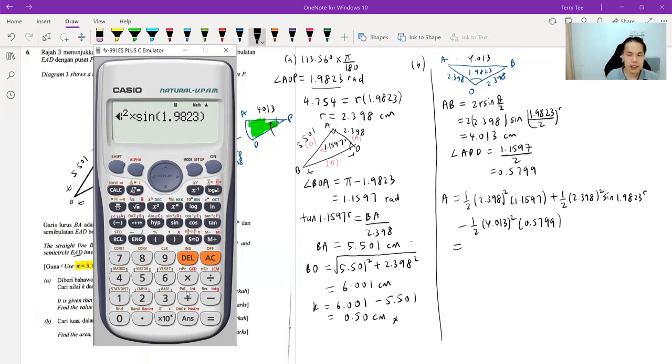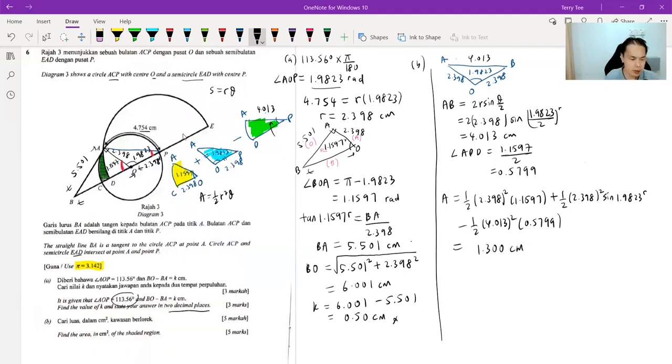This is in radian, and then you minus half. This will be 4.013 square, multiply with 0.5799. Okay, so guys, my answer is 1.300. Yeah, 1.300. Just take note, your answer might be a little bit different from the marking scheme if you check, because I use this value here.